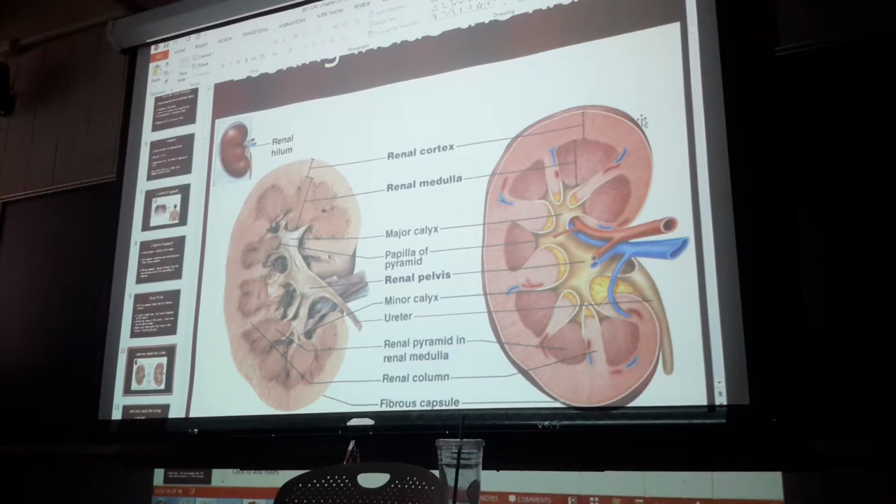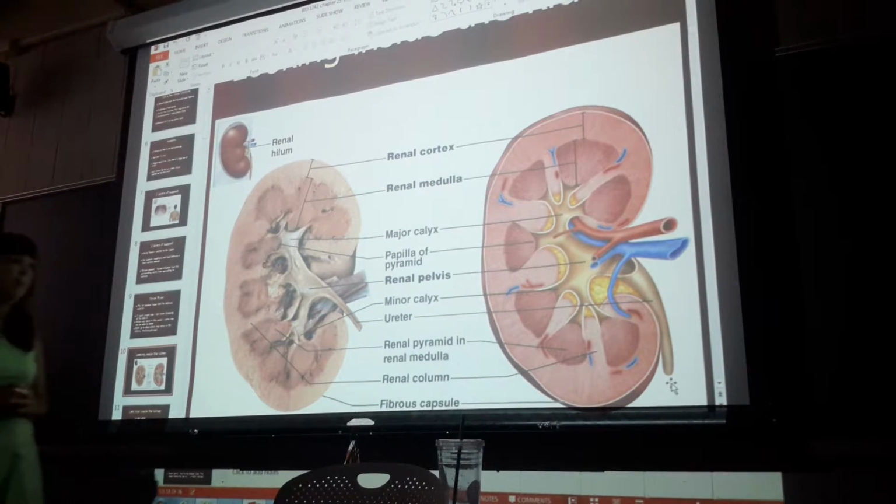The blood's gonna come in, and then it's gonna get filtered from the cortex to the medulla. Once we get into the medulla, all the work is happening, and then we're draining down from the pyramids into this little area called the papilla of the pyramids. We go into the minor calyx, we go into the major, 2 or 3 major calyxes, we go into the renal pelvis, and then we're gonna go out the ureter, and down to the bladder. So all of this is the anatomy when we're looking inside.